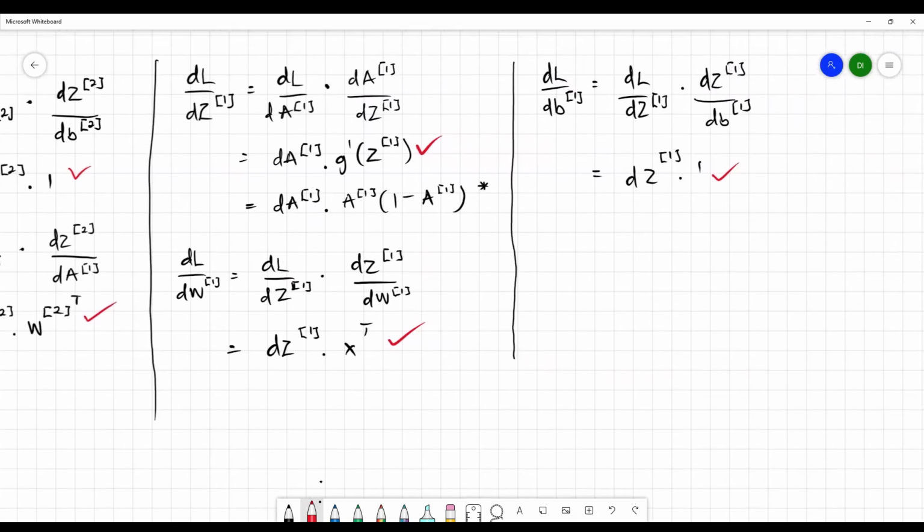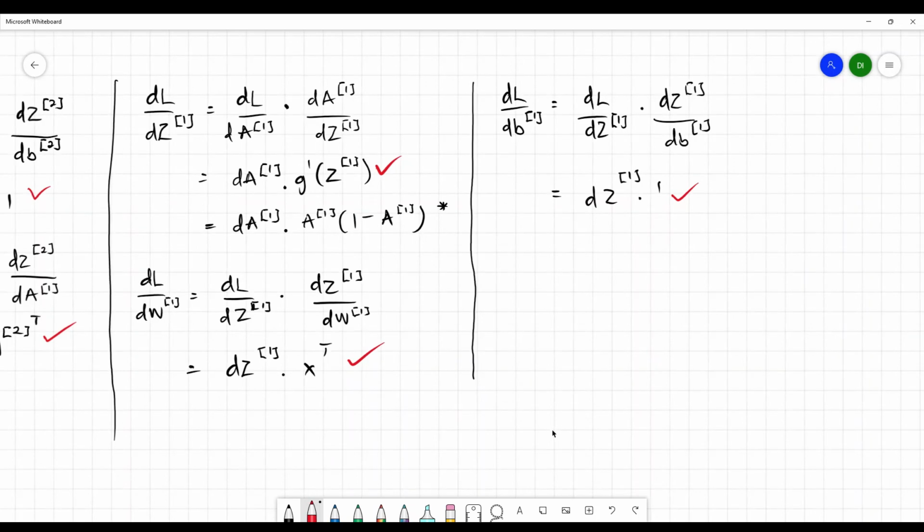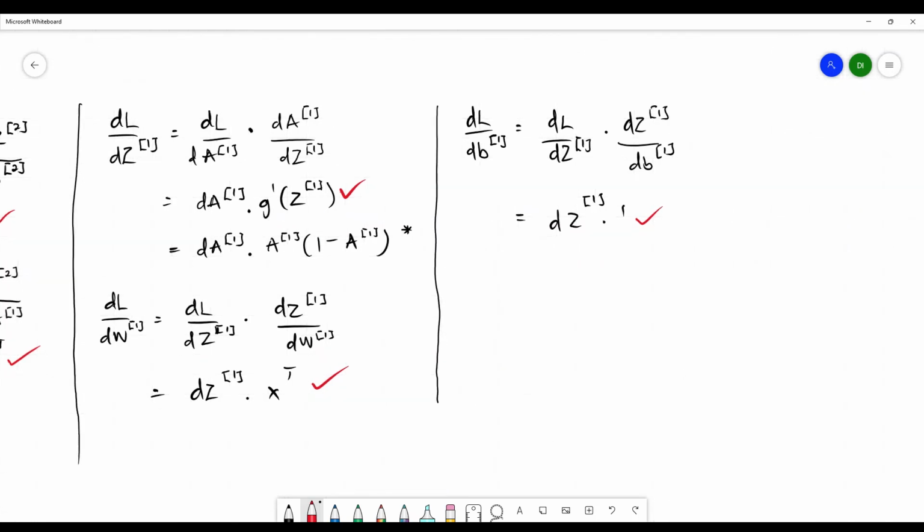As a side note, we're basically done. We've worked out all of the equations, but as a side note, we're not just coming up with dZ or dA from nowhere. It's really coming all the way from dL, right? We're coming all the way from there.